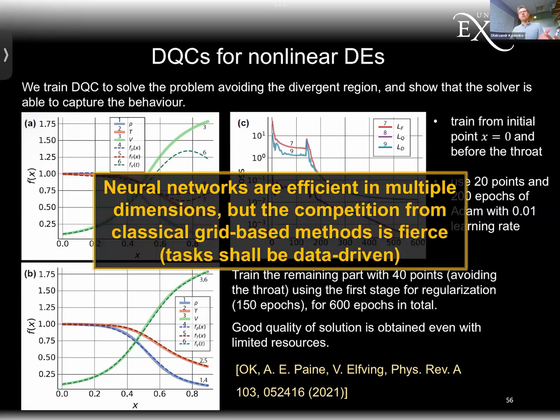And often you ask, okay, I have managed to solve some problems, but where do I see the advantage coming from? And what we found out is that beating classical grid-based methods is actually difficult. But if you have a data-driven problem, so you don't have a boundary solution, but some data, you would need to train the system anyway.